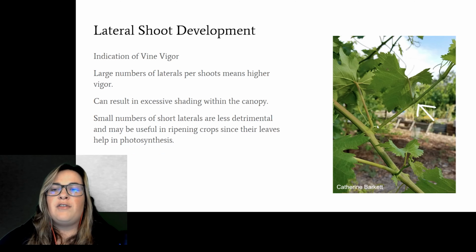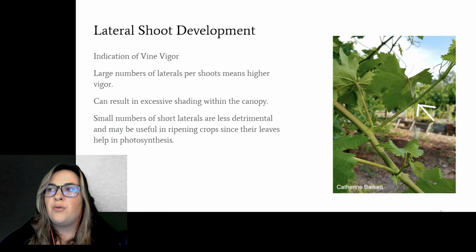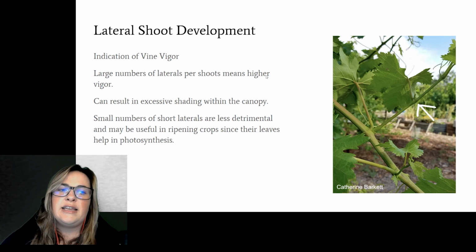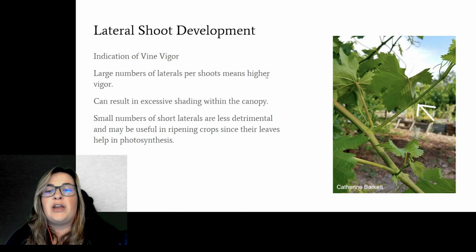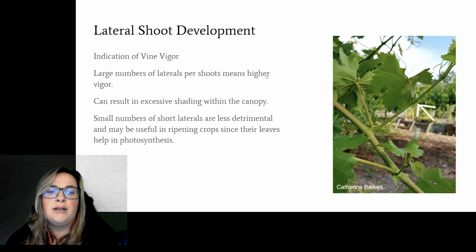Okay, if you have a lot of lateral shoots, like what this arrow is pointing at here, so this is our main primary shoot that's coming off of the cordon. This is a lateral shoot that's shooting out in the complete opposite way. This is an indication of vigor in your canopy. If you have a very high number of lateral shoots, it could mean very high vigor in your canopy. That can also result in excessive shading. Smaller numbers are less detrimental, and they might help photosynthesize for your crops.